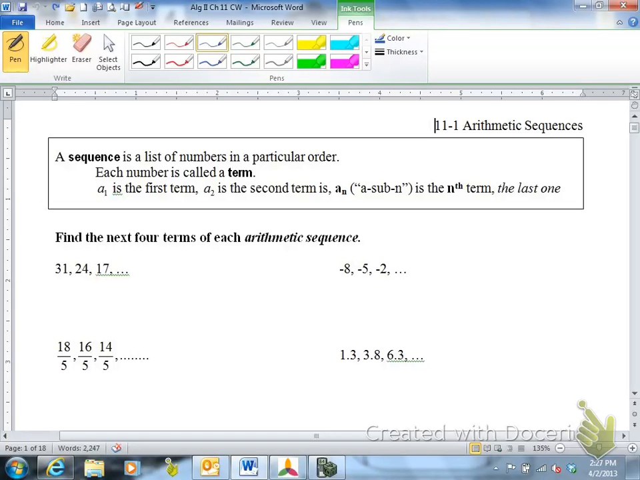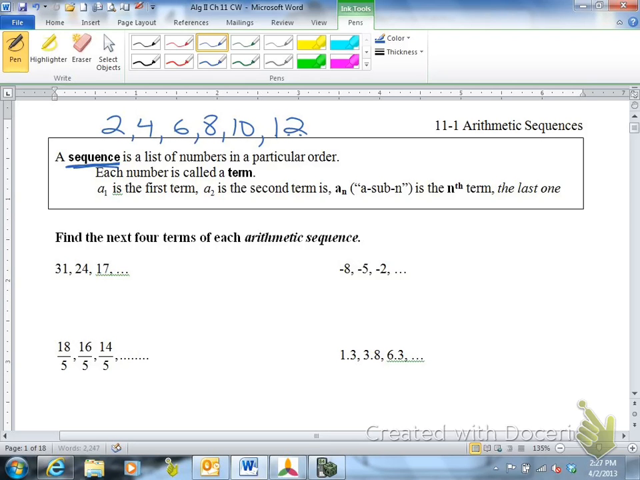Section 1. Chapter 11, Section 1, arithmetic sequences. A sequence is a vocabulary term that you should be familiar with. A sequence is a list of numbers in a particular order. For instance, here's a really common sequence. These are even numbers, and it keeps going.